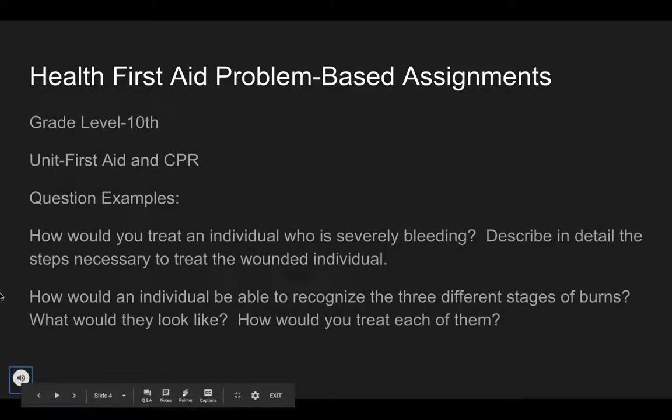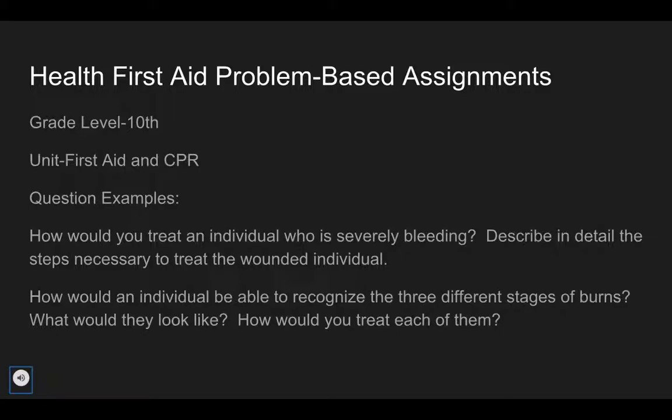I am a health education teacher at the high school level. Our kids are at the 10th grade level, and the unit that we will be focusing on for this assignment is our first aid and CPR unit. This assignment is based on the problem-based method. What we are doing in class is learning about the different techniques and ways to use first aid.